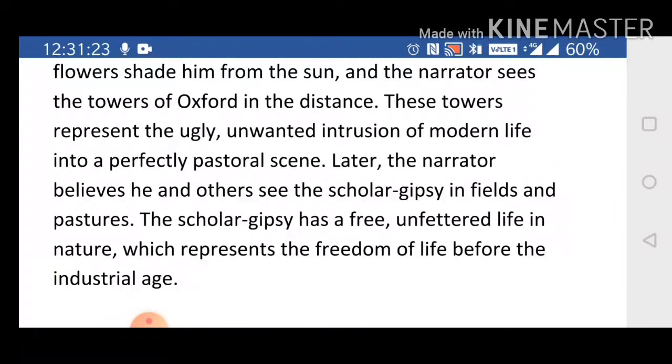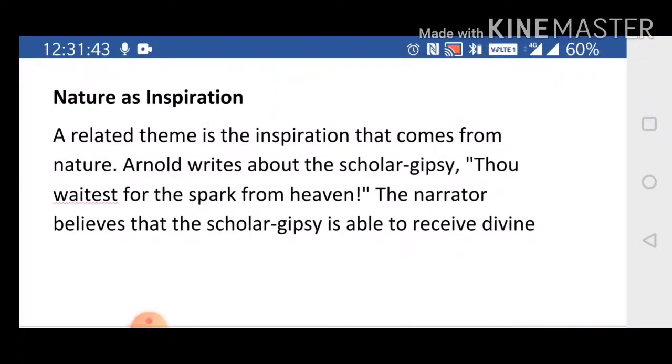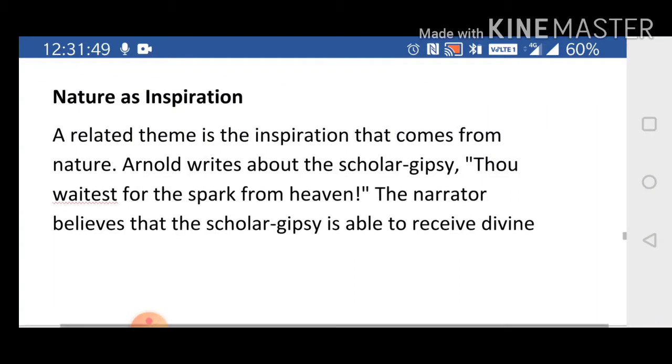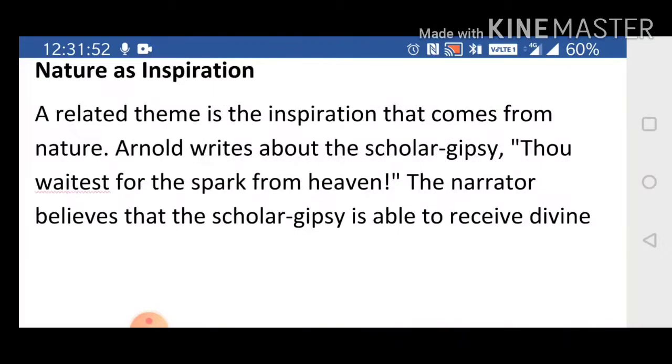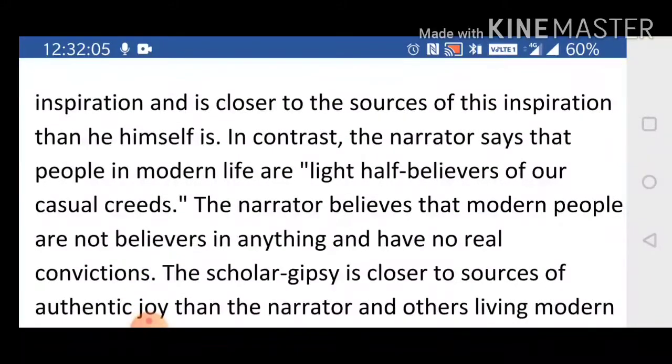Later, the narrator believes he and others see the scholar gypsy in fields and pastures. The scholar gypsy has a free, unfettered life in nature, which represents the freedom of life before the industrial age. Nature as inspiration. A related theme is the inspiration that comes from nature. Arnold writes about the scholar gypsy, "Thou waitest for the spark from heaven." The narrator believes that the scholar gypsy is able to receive divine inspiration and is closer to the sources of this inspiration than he himself is.